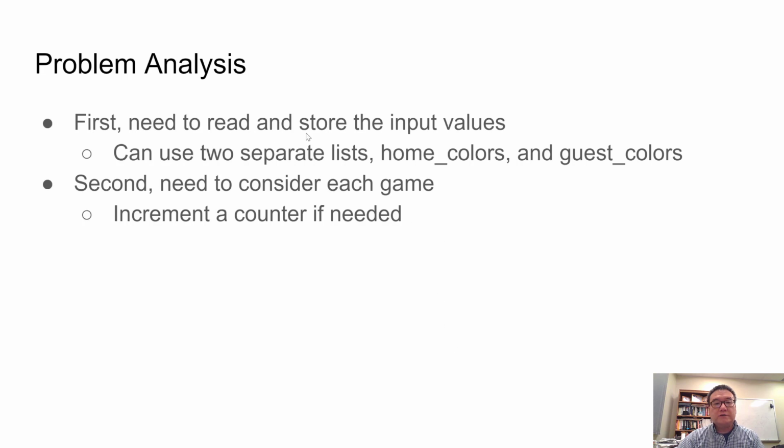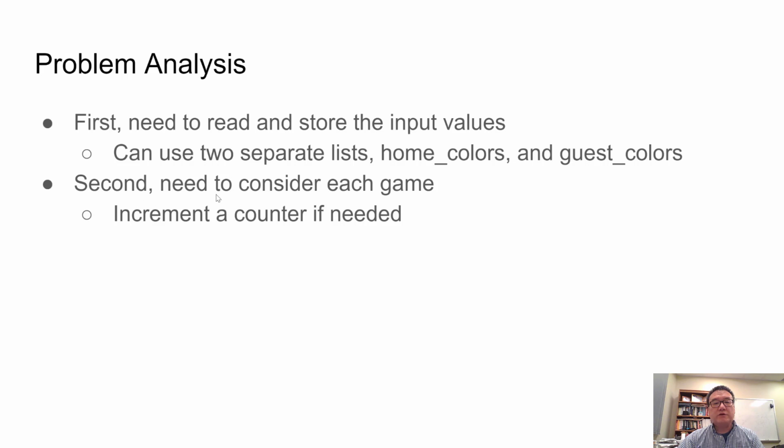First, we need to be able to read in these input values and store them. There are different ways to do it. Here, for simplicity, we're going to use two separate lists. One stores all the home colors, one stores all the guest colors, and they'll be matched. The first element of home colors and the first element of guest colors will be the first team.